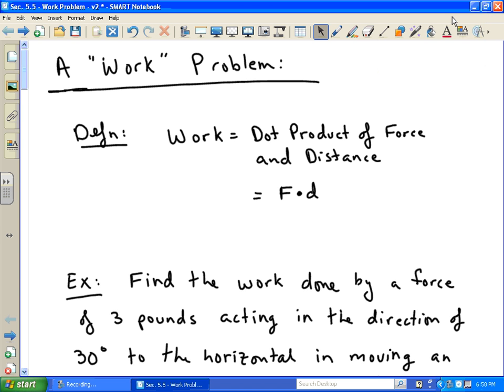I'd like to now look at a work problem. The definition of work is the dot product of the force and the distance. Okay, let's look at the example down below.